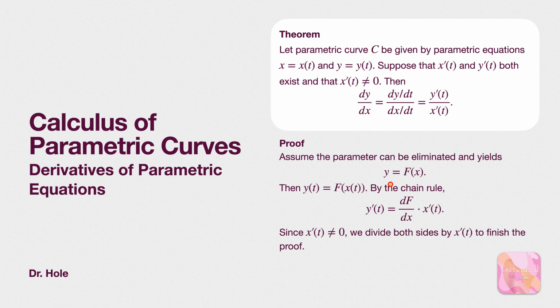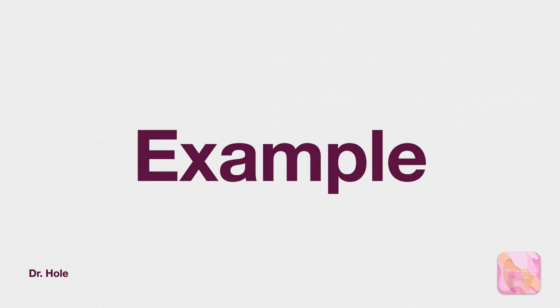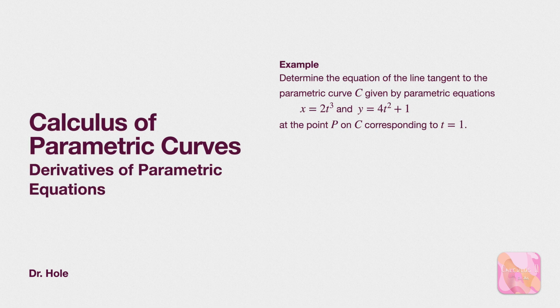The proof is dependent on the chain rule. We suppose that we have a rectangular form of the curve y equals f of x, but f of x can be written as a function evaluated at x of t, which gives you a function y of t. Thus, y prime becomes the product of df/dx and dx/dt. Assuming that x prime is not 0, we're able to divide through and finish the proof. Okay, so we have a formula for how to compute the derivative.